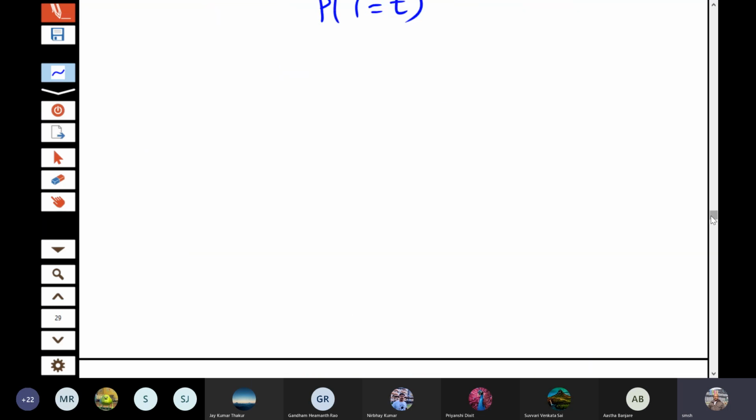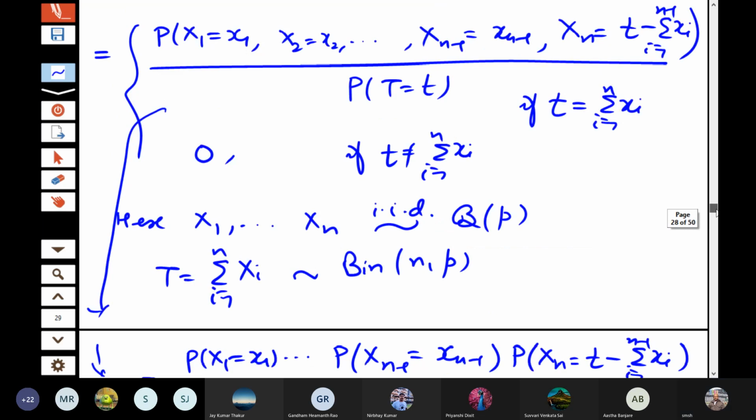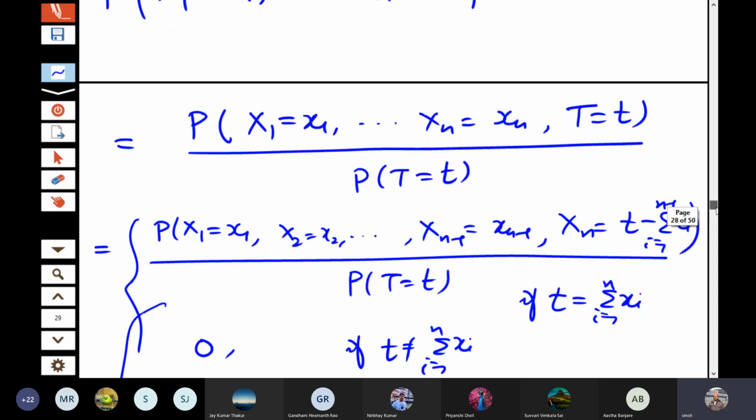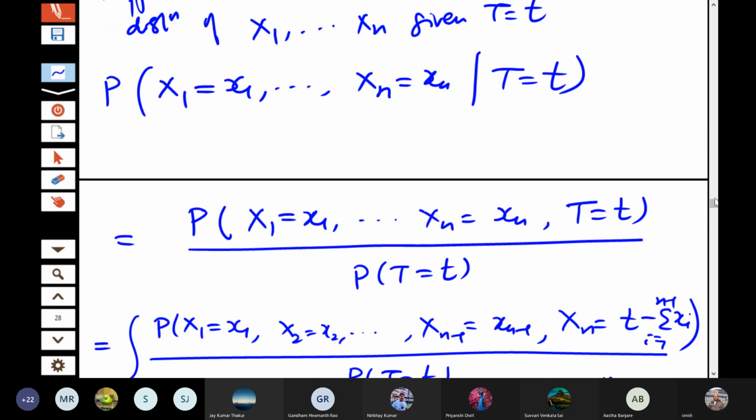So only 2 possibilities are there. Is that a convention? Like since it is not equal, we say that it is empty. No, there is no convention. I am identifying the set. When is capital X1 equal to small x1 and so on, Xn equal to xn and T equal to t? Under what condition will this be true? Where capital T is defined as the sum of xi's. That is defined only if small t is equal to the sum of small xi's. Otherwise, this event will be a null event, isn't it? Yes, sir. Okay.